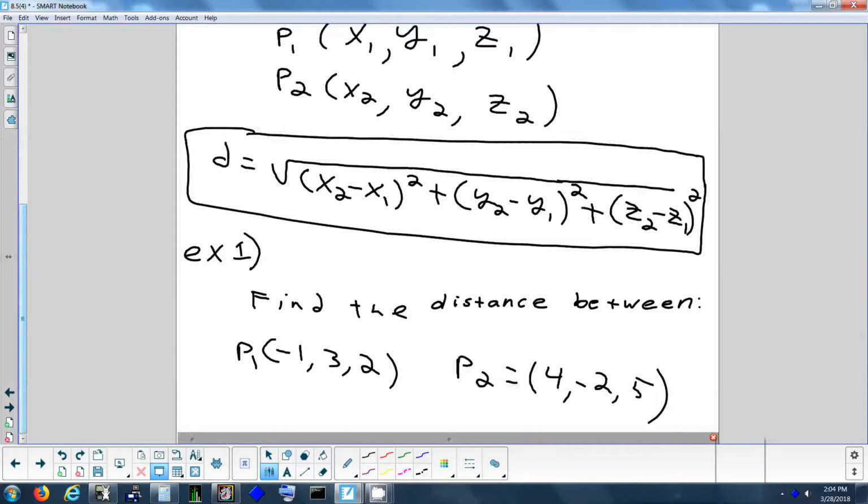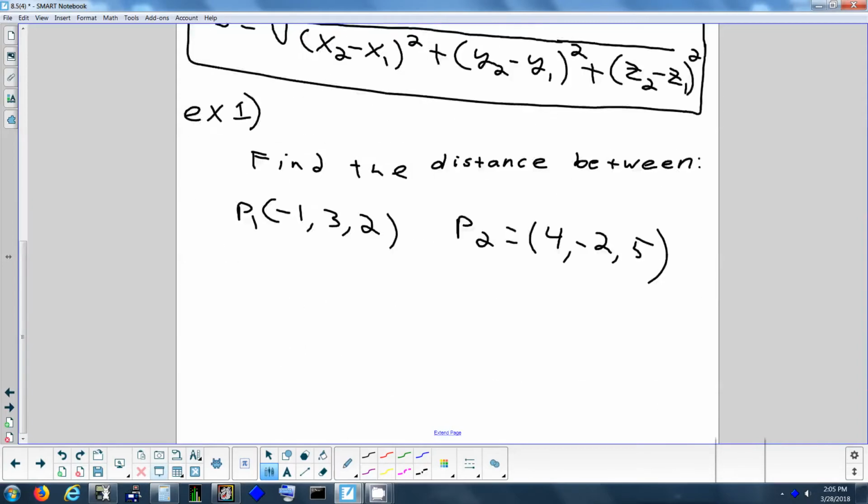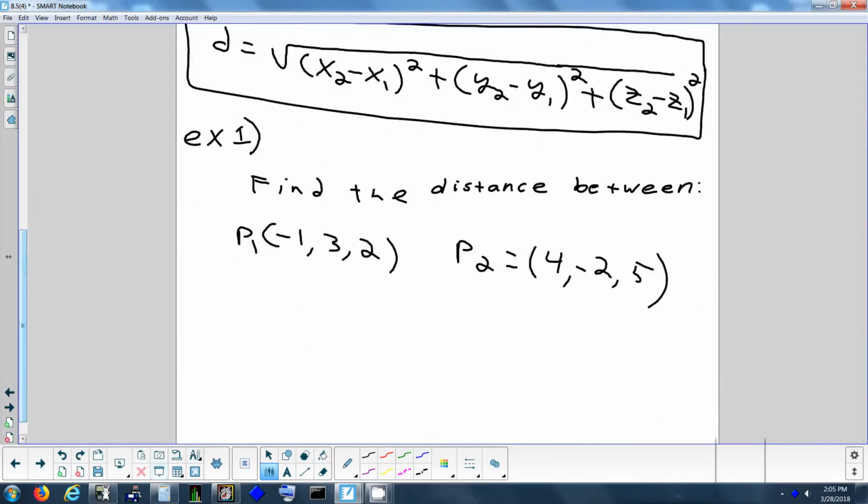So P1 is (-1, 3, 2), and P2 is (4, -2, 5). Does everybody have up to the formula? Okay, so I'll leave the formula there. And let's find the distance.